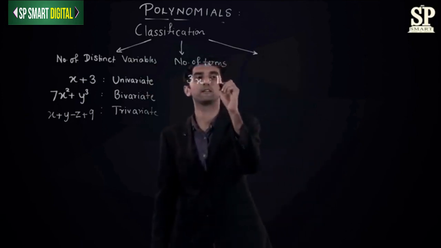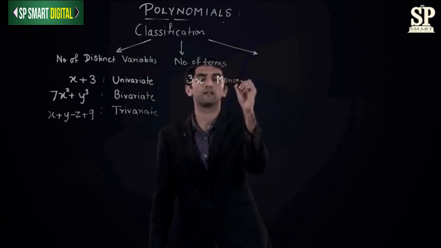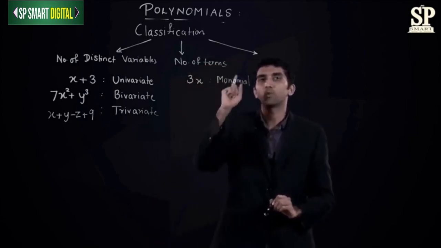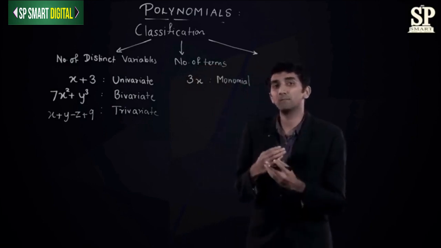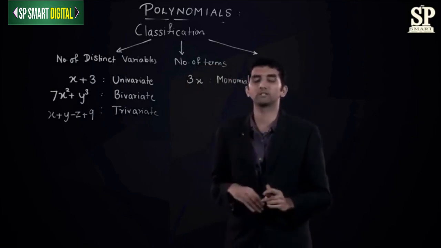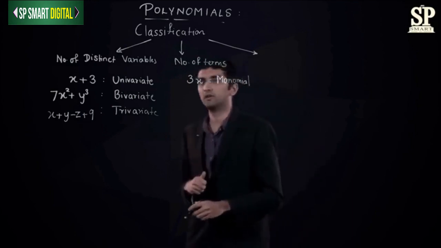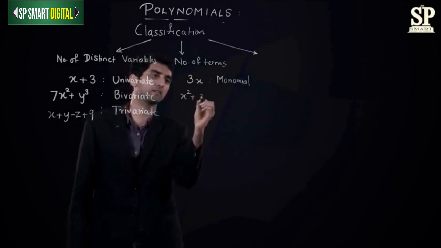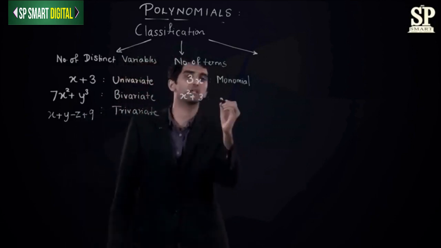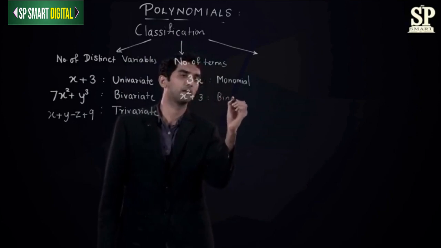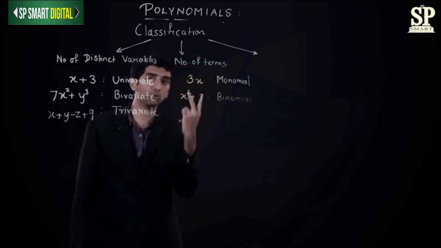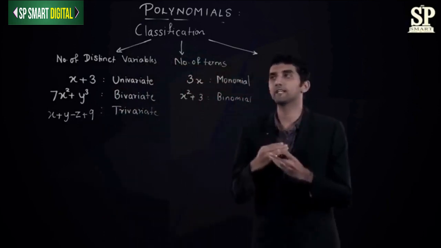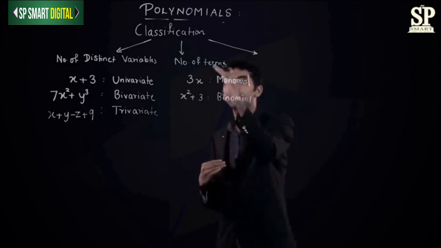So basically, the number of terms, if it is 1, then we can say that that polynomial is a monomial because it has one term. Now if I try and complicate this and write x square plus 3, then this becomes a binomial because I have two terms in it, right? So the number of terms very clearly defines the name of the polynomial.